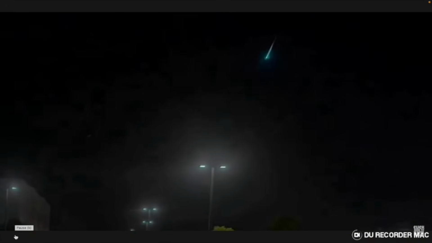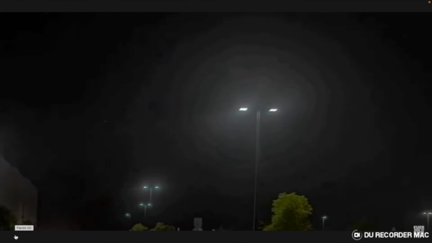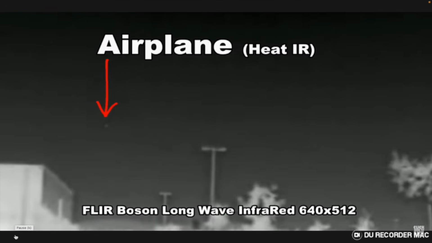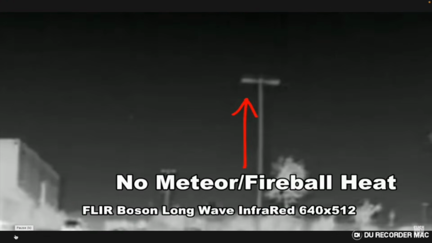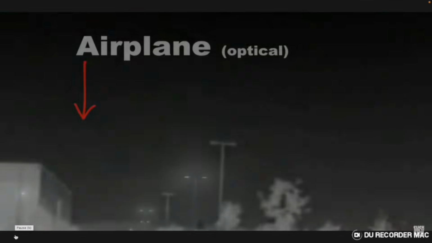And now optical without heat signature. So this is not showing heat. If that was a meteor, it would have a massive heat signature because it's a fireball, right? But there's no heat signature. So now we've got a long wave infrared, and now there's no meteor.